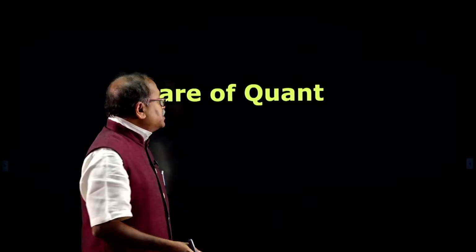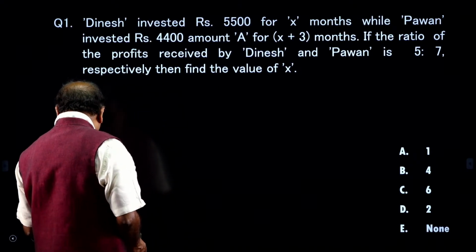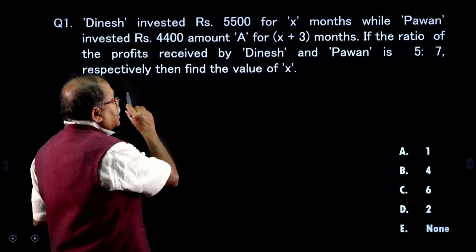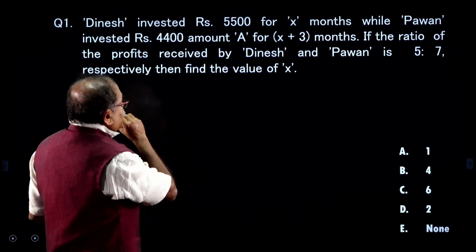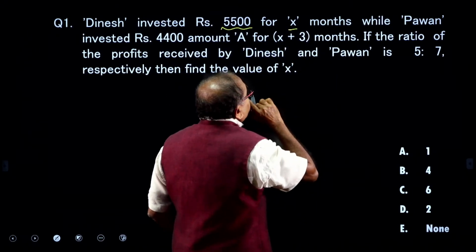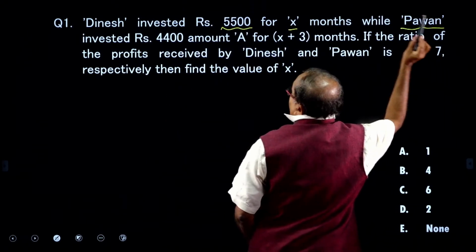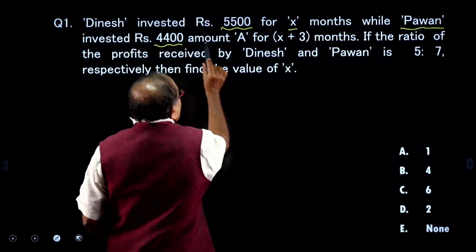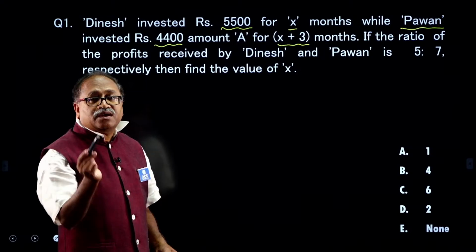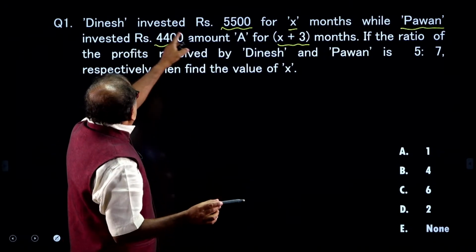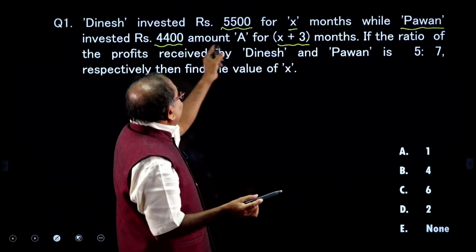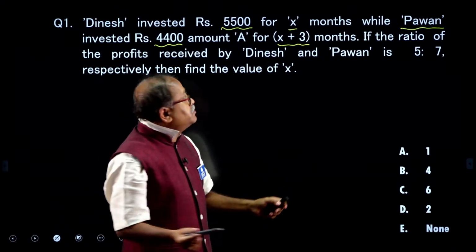Let us begin with the very first question which is there on your board, and I will read the question, then we will discuss how to answer it. It says that Dinesh invests rupees 5,500 in X months, while Pawan has invested rupees 4,400 for X plus 3 months. So, we have the investment of Dinesh and the months is given in variable, whereas the Pawan investment and the months is given in variable.